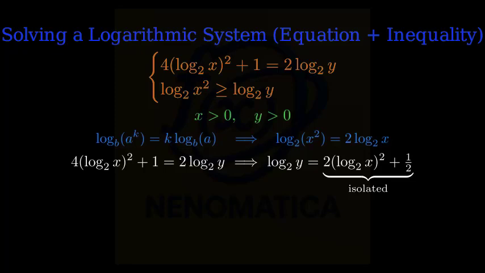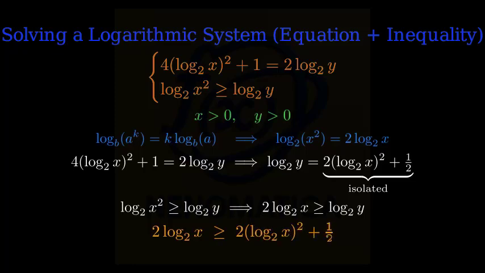Next, we convert the inequality into a statement about a single variable. Since log base 2 of x squared is 2 times log base 2 of x, the inequality becomes 2 times log base 2 of x is greater than or equal to log base 2 of y. Substitute our expression for log base 2 of y. We get 2 times log base 2 of x is greater than or equal to 2 times the square of log base 2 of x plus 1/2.